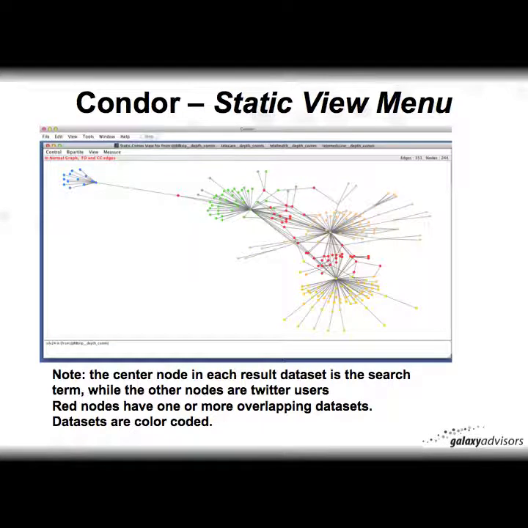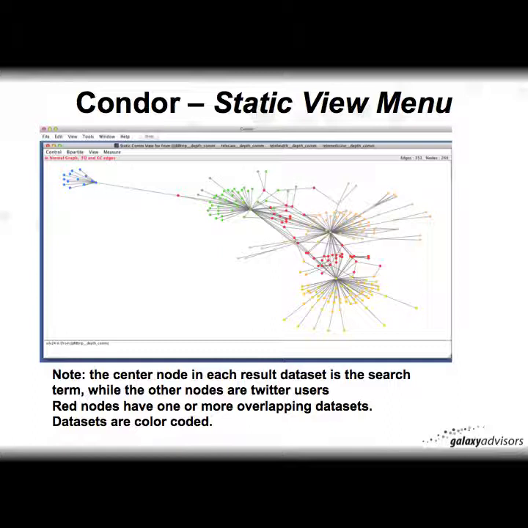Now at this point, you're going to see the static view of the network results. When you're looking at it, nothing's labeled, but just to give you a quick hint, the nodes that are in the center of these data sets represent the search terms, while the other nodes are the Twitter users. Now the red nodes have 1 or more overlapping data sets, and the data sets are color-coded.